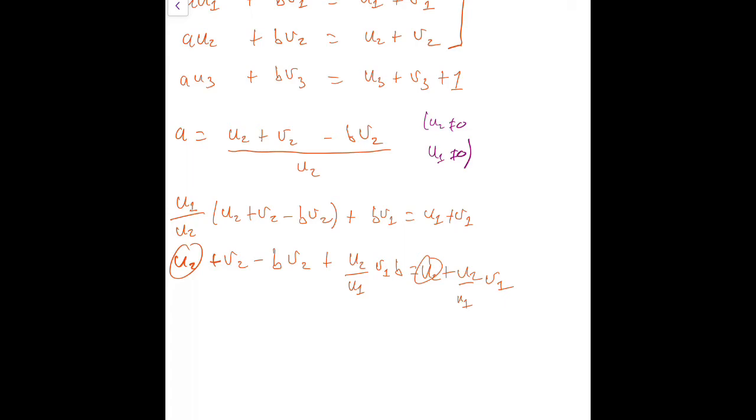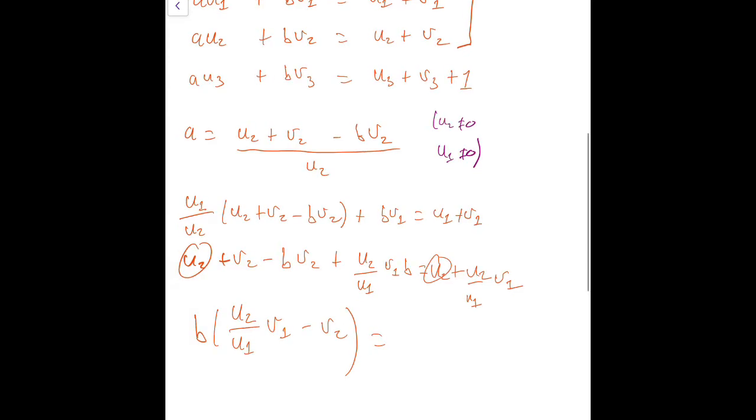And so now if I get the B on one side, I can solve for B. So what I get now is B times U2 over U1 V1 minus V2 is equal to what I have on the right-hand side, which is U2 over U1 V1, and I subtract V2 from both sides, V2.